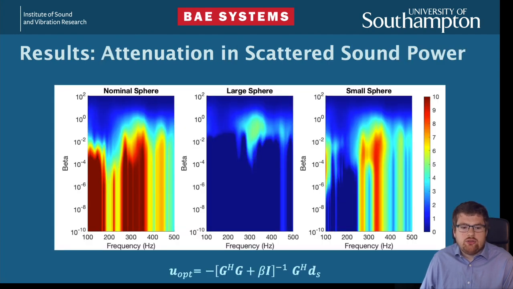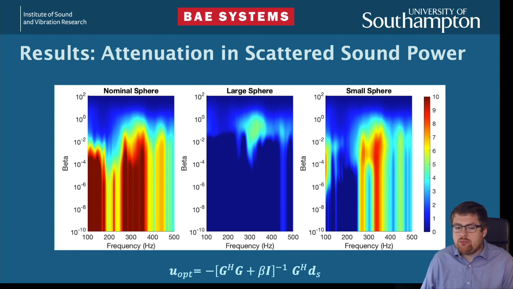This plot shows the performance of the active control system. The left-hand image is the nominal case, whilst the two right-hand images are the two perturbed cases. The colour scale is attenuation in the scatter sound power, with dark blue being 0 or negative attenuation, and deep red being 10 dB. In each case, frequency is on the x-axis, and the value of this beta term, this regularization parameter, is on the y-axis.